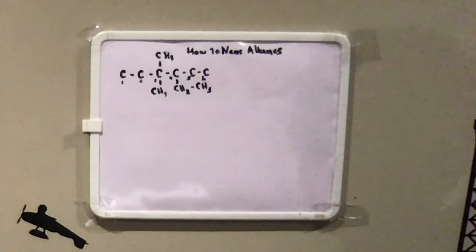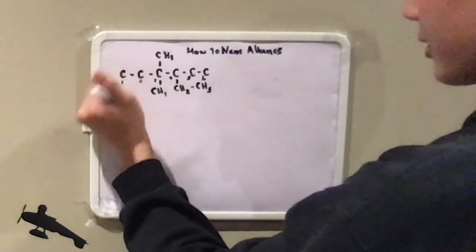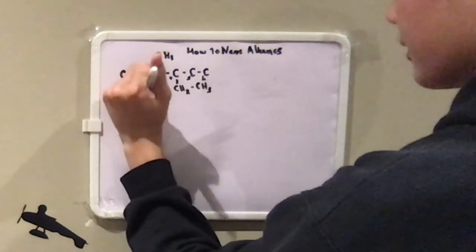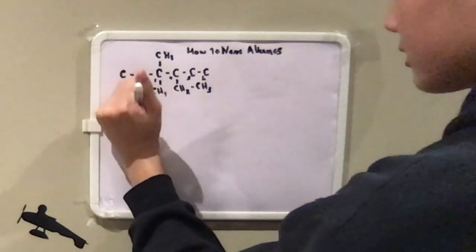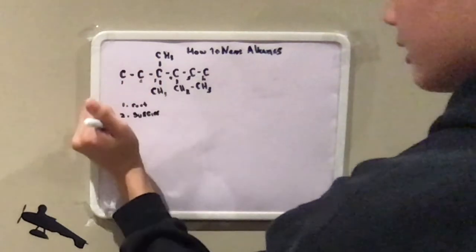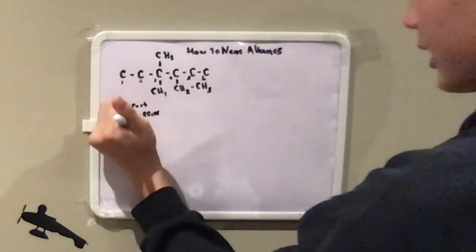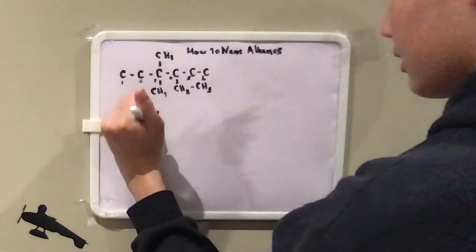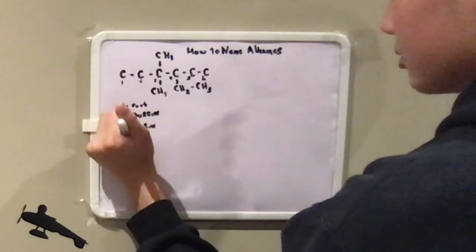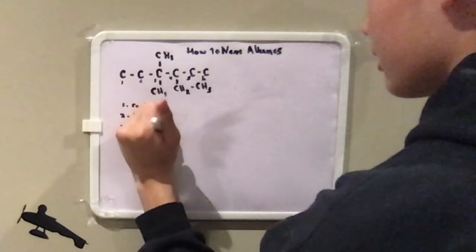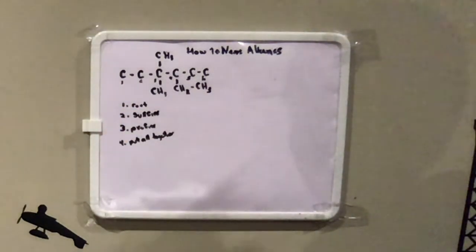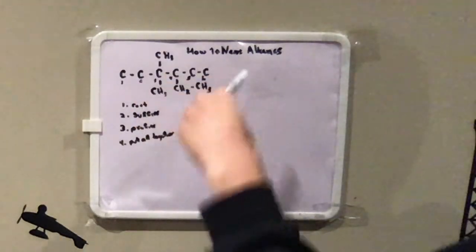Okay, so now we will be learning how to name alkanes. There are 4 steps to naming alkanes. First step is to identify the root of the alkane. The second step is to identify the suffix of the alkane. The third step is to identify the prefix of the alkane. And the fourth step is to just put it all together, or name the alkane. So we'll be doing this example right here.